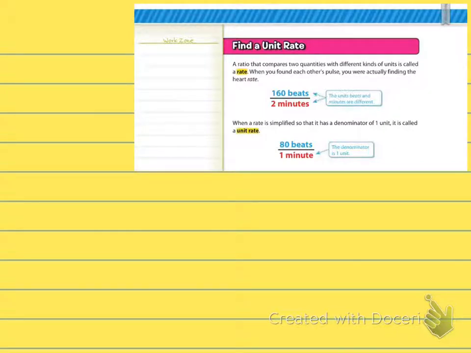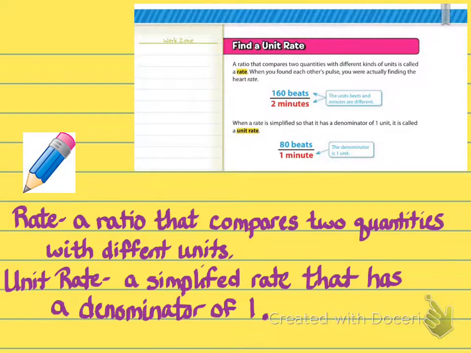It says when a rate is simplified so that it has a denominator of 1 unit, it is called a unit rate. So go ahead and write down the definitions in your notebook. A rate is a ratio that compares two quantities with different units. And a unit rate is a simplified rate that has a denominator of 1. So basically you're telling me how much for 1.